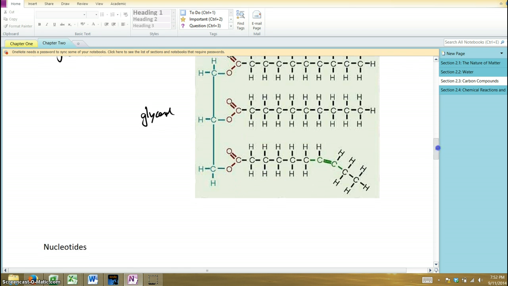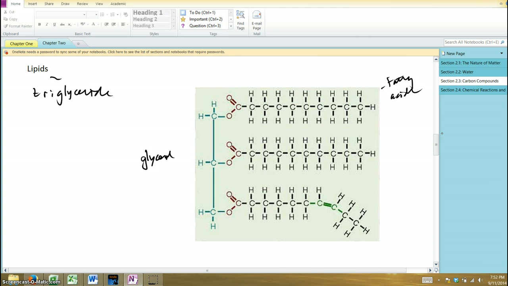Triglycerides come in two main flavors, if you will, and that is fats and oils.